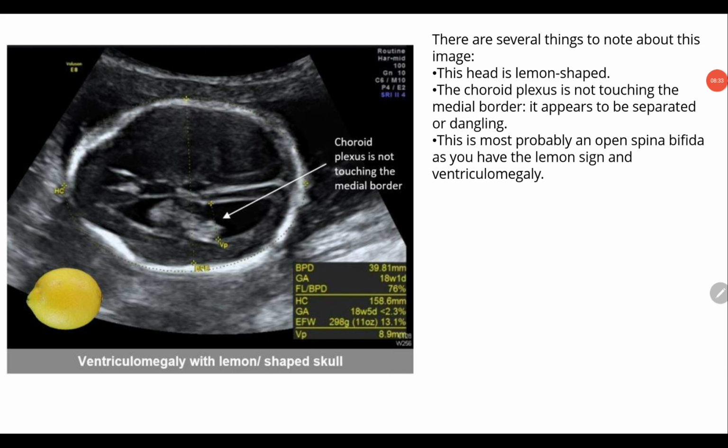There are several things to note about this. In this image, you can see the choroid plexus. The choroid plexus is not touching the medial border of the ventricles. And you can see this is the lemon skull. This is the frontal bossing of the frontal bone. This is a lemon skull. This is ventriculomegaly with a lemon-shaped skull.